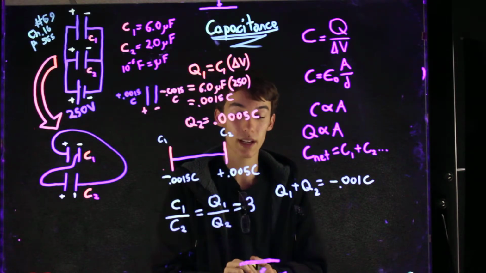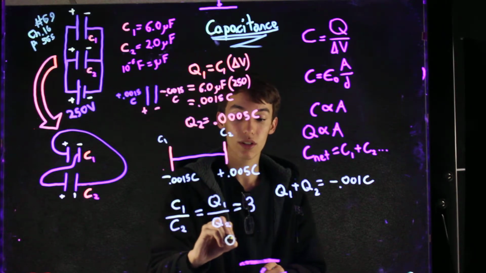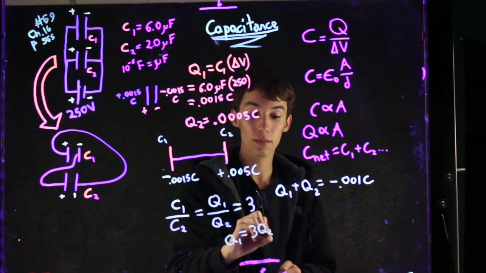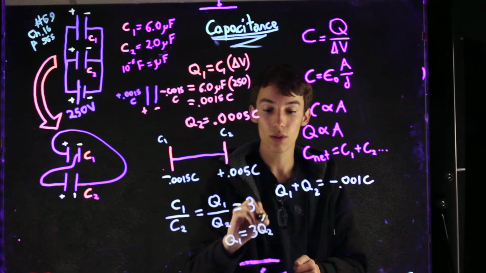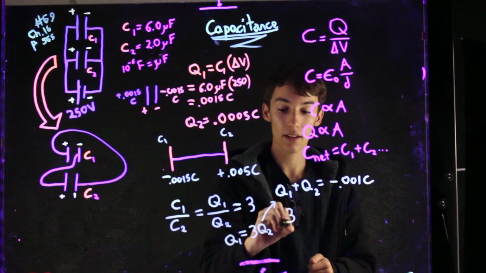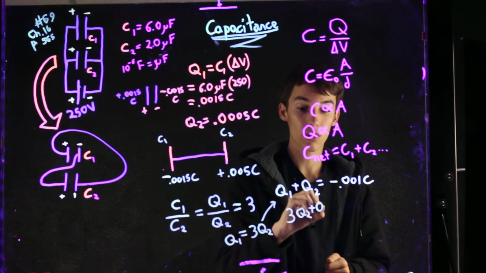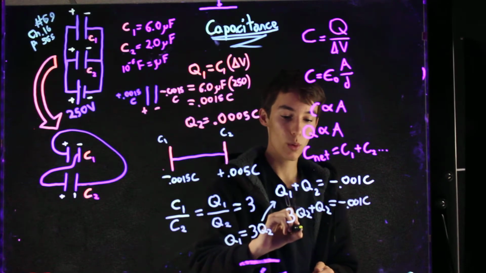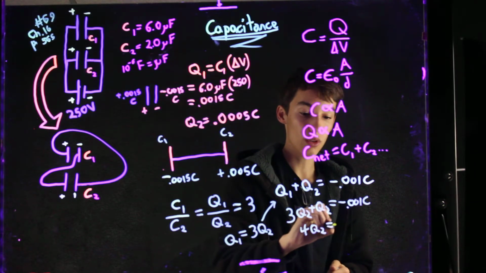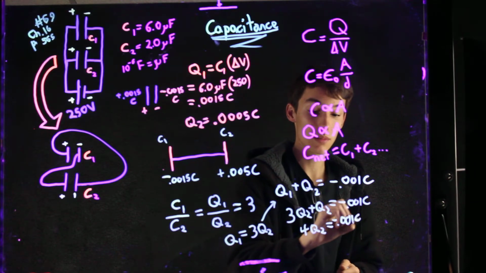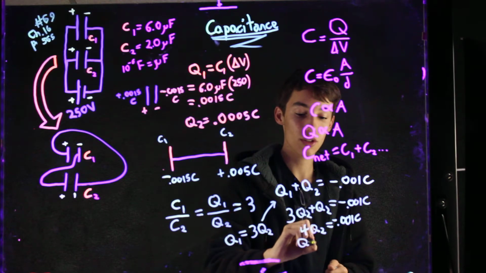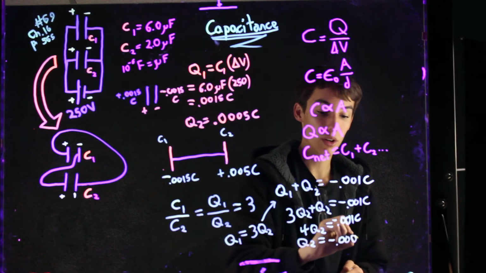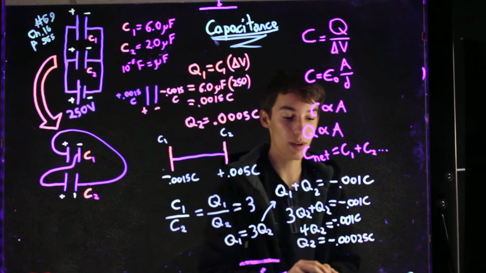So Q1 plus Q2 must add up to negative 0.001 coulombs, and we have another equation that relates Q1 and Q2 to be 3, and so now we just have two equations, two unknowns, and we can go ahead and solve those. So Q1 equals 3 times Q2, so then I will substitute in 3Q2 as Q1. 3Q2 plus Q2 equals negative 0.001 coulombs. Therefore, 4Q2 equals negative 0.001 coulombs. Therefore, the charge on capacitor 2 at the end must be equal to negative 0.00025 coulombs from dividing it by 4.